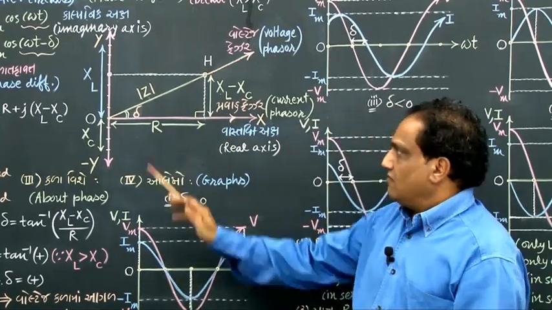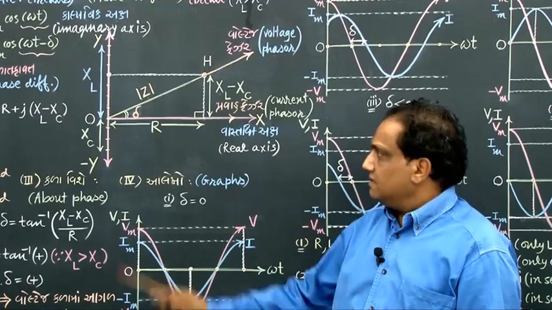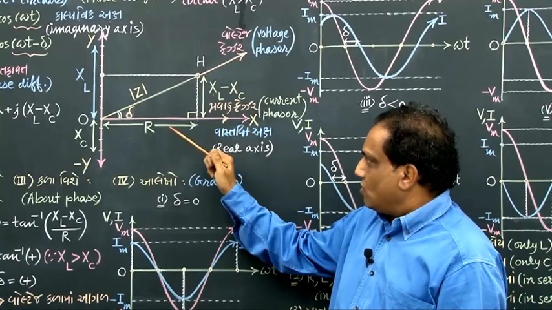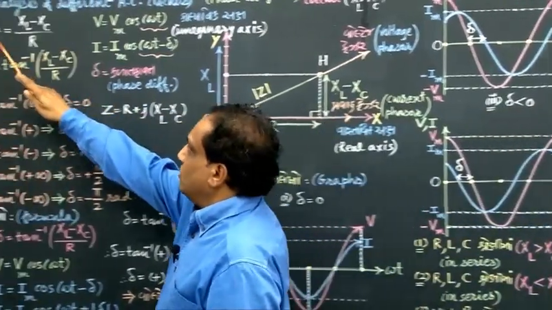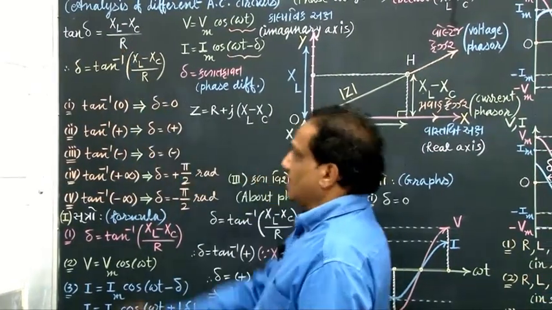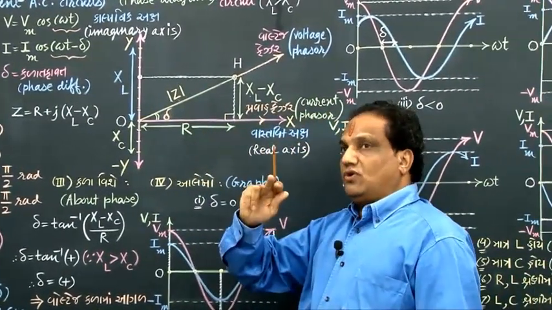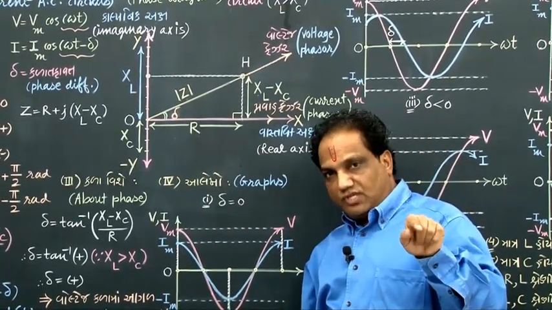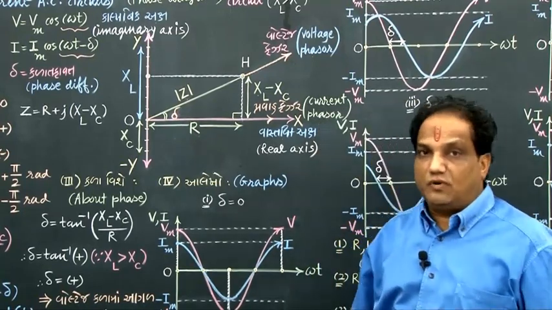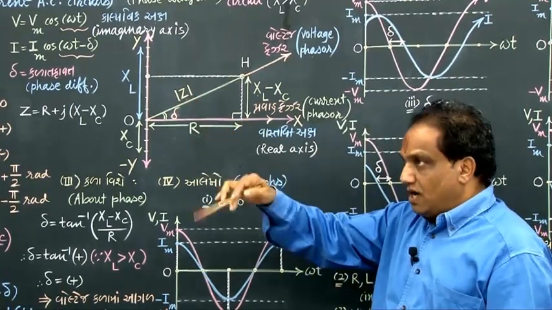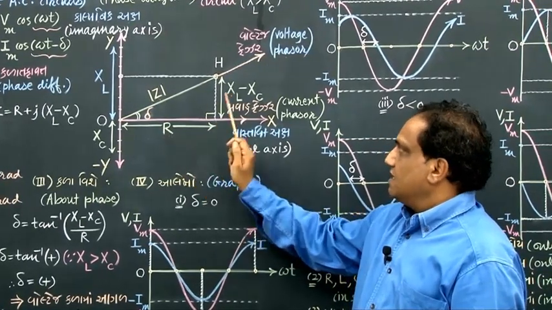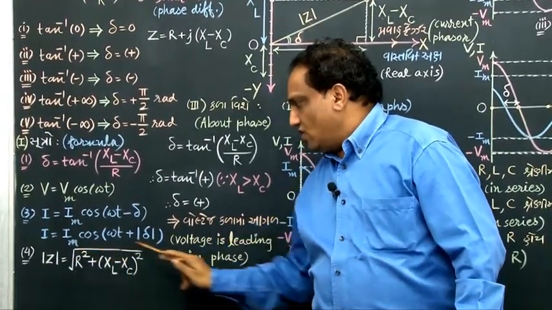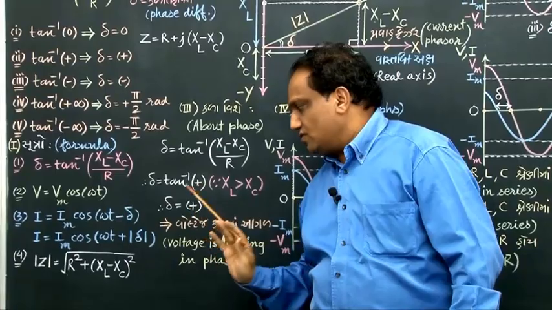Now tell me, what is tan delta from here? Tan delta is opposite to delta divided by adjacent to delta, it is (XL minus XC) upon R. Tan delta equals (XL minus XC) upon R. And according to Pythagoras theorem, the measurement of hypotenuse will be equal to the square root of the summation of squares of the remaining two mutually perpendicular sides. So mod Z will be equal to under root of R square plus (XL minus XC) whole square. Got it?